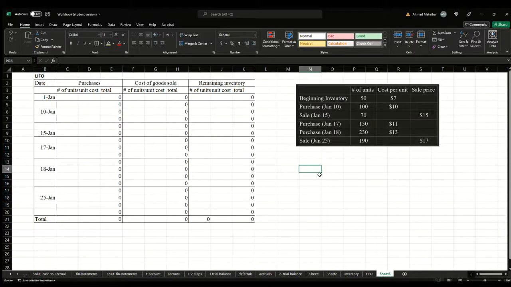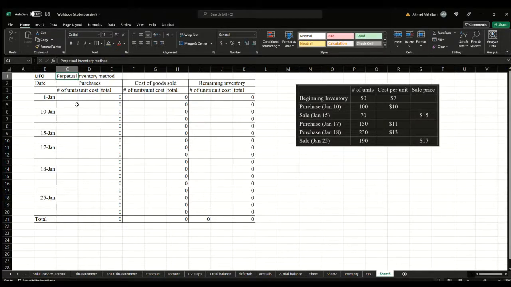So let's continue with our example, but this time we're going to go through it using the LIFO method. And here I may have forgotten with the FIFO, but I have to clarify that we're going to follow the perpetual inventory system method, and I'll explain later why exactly we're doing it.